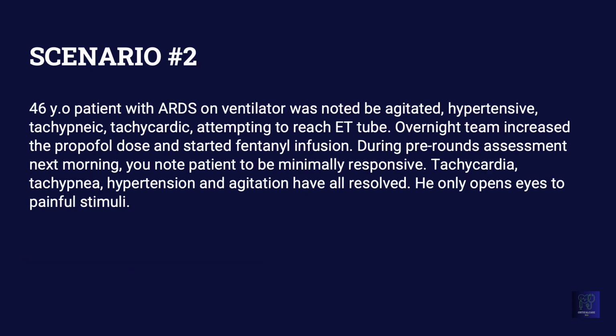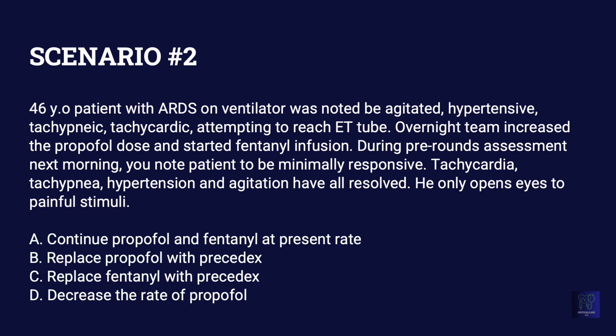Case 2, we have an agitated patient on the ventilator. The overnight team did a good job of controlling the agitation. However, when you're assessing the patient in the morning, you notice that she's only opening eyes to painful stimuli. That gives her a RASS score of -4, deep sedation. That's not good either. So the goal here is to lighten sedation. Among the options given, continuing propofol and fentanyl at the same rate is not going to achieve that goal, and she's tolerating propofol and fentanyl okay. So there's no need to replace these with something else. All we have to do is decrease the sedation. So option D would be the right choice.